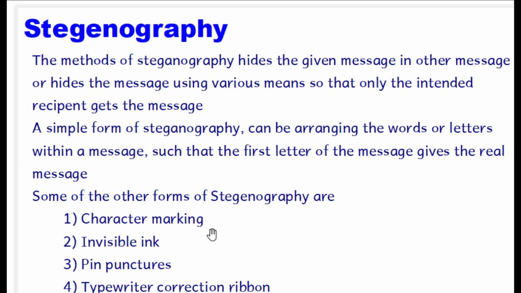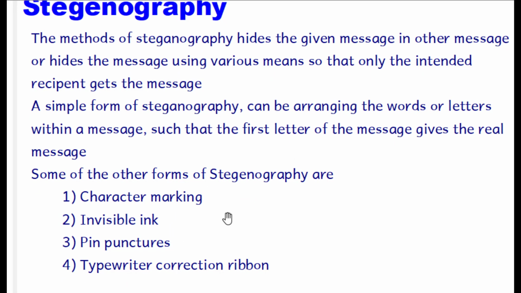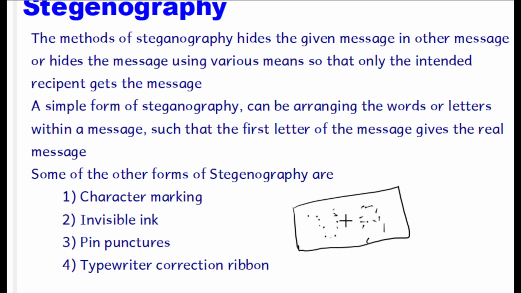Then we can use invisible ink. There are many chemical substances through which, if we write, the writing is not visible, but when some chemicals are poured, the message becomes readable. Then we can use pin punctures. Suppose we have this paper, we just put pin punches. If this is A, this is V and A. Pin punches cannot be seen directly, but if we put them in sunlight or some other light, then we can see it. So this is V and A written, which has to be exposed to some sunlight or other light.